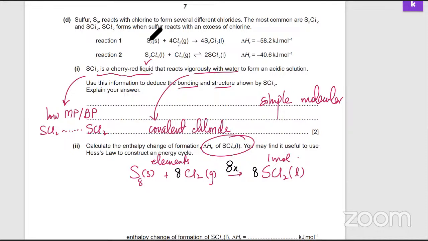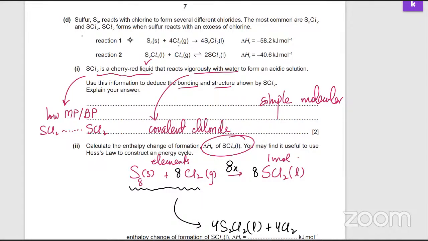The first reaction, S8 reacts with 4Cl2 to produce what? S2Cl2, right? So S8 reacts with 4Cl2 and produces 4S2Cl2, which is a liquid. But S8 only reacts with 4Cl2s. That means 4Cl2s are still left, right? Is this clear?